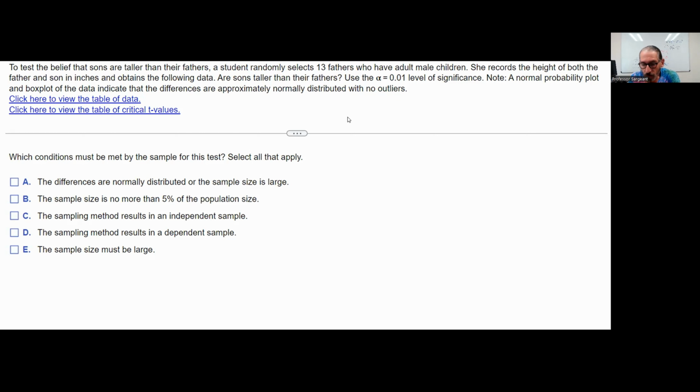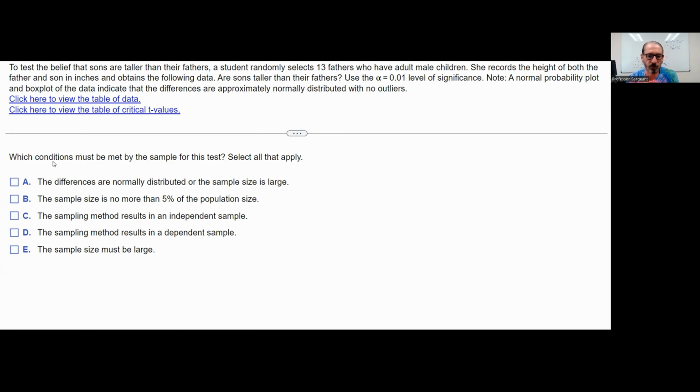So the null hypothesis is that there is no difference, versus, if we subtract son height minus father height, I would expect greater than 0. If the son's height is greater than the father's height, then son's height minus father's height would be positive, greater than 0. Okay, let's get our data here.